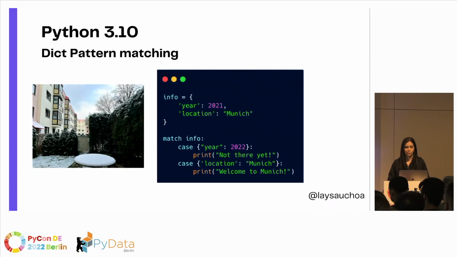So there is dictionary pattern match. I'm really sorry. I had this talk in November, and I had snow in Munich. And guess what? It's still snowing. So I reused the photo. But the year is last year.